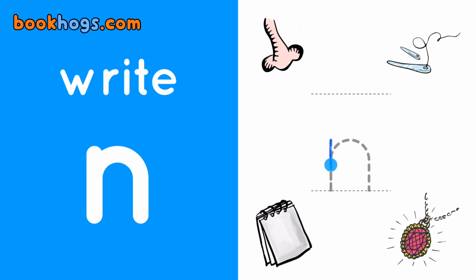Welcome to Book Hogs. Today we're going to write lowercase n and then look at some words that begin with the letter. So let's begin. To write n, start halfway between the two lines, draw a line down, take it back up, around and down, like this. Now let's look at some words.